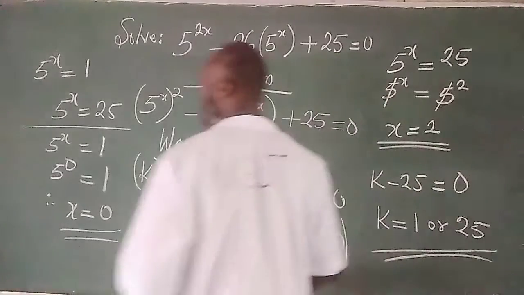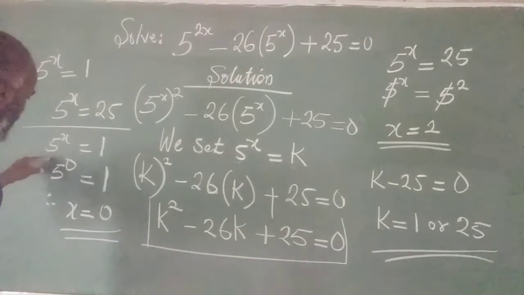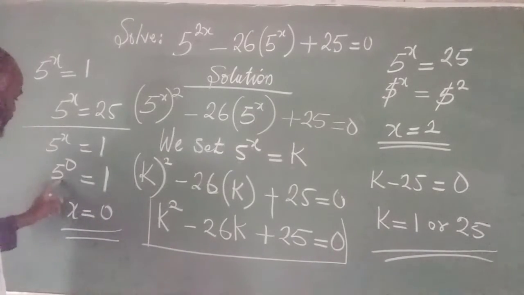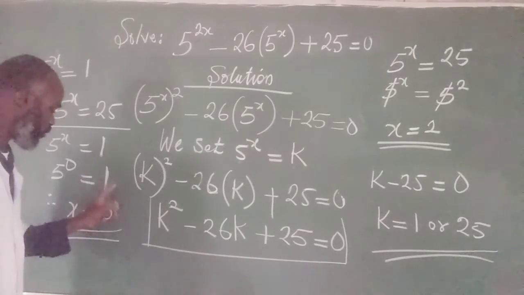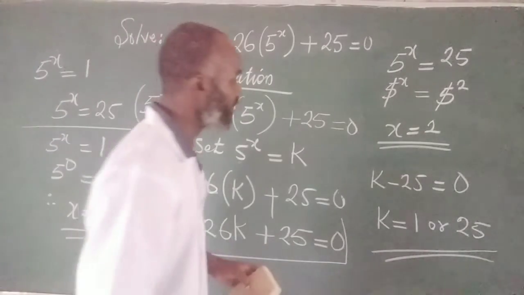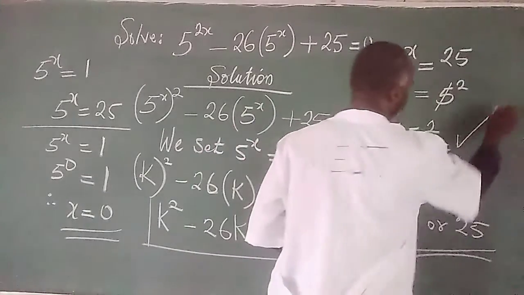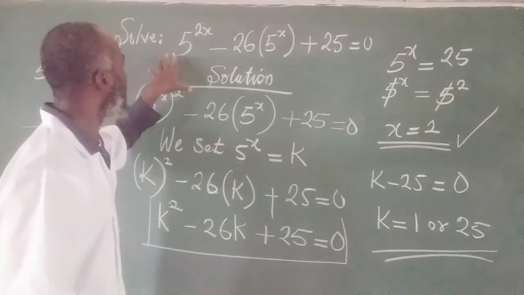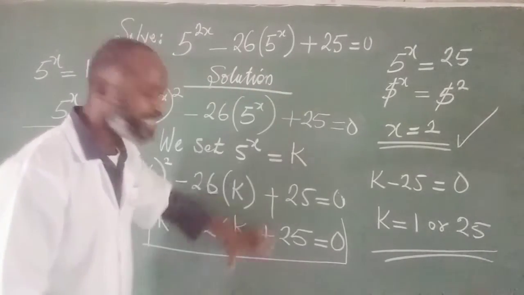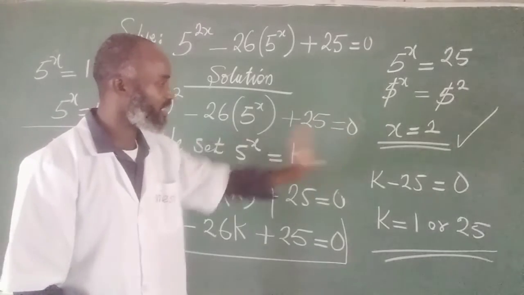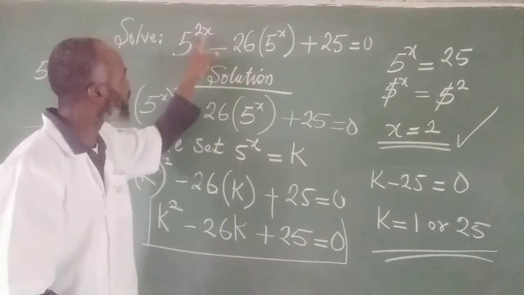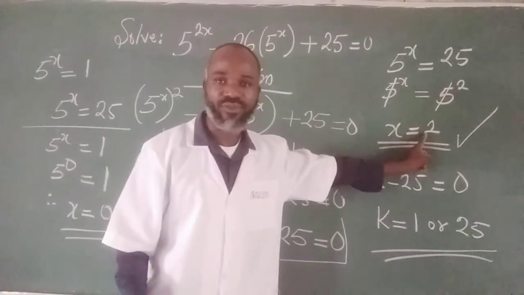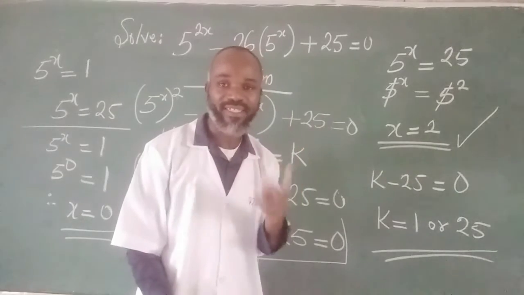Let's cross-check once again. Whatever will give us 1 is going to be 0. 5 raised to power 0 is going to give us 1. Therefore, x is equal to 0. So it's correct. With this, we are done. We are through with solving this exponential equation, taking these steps and arriving at the final answer. The value of x is 0, and the second value of x is 2. So there are two values, 0 and 2.